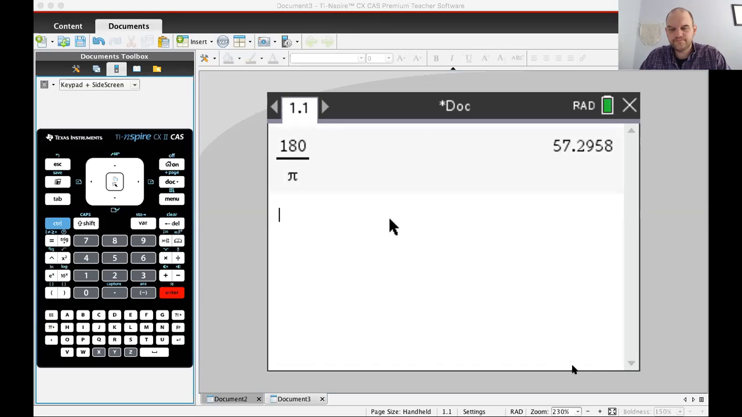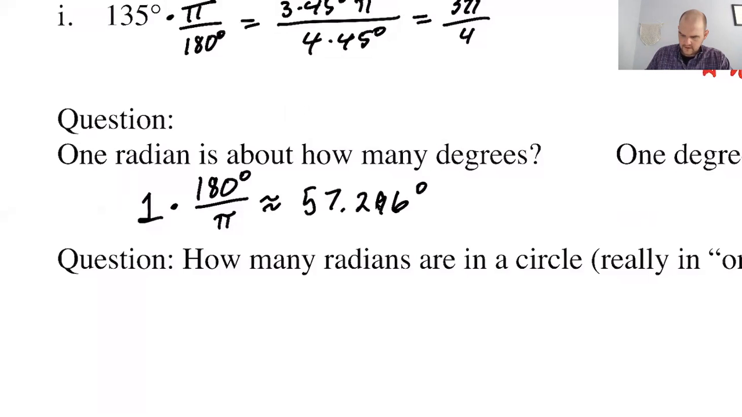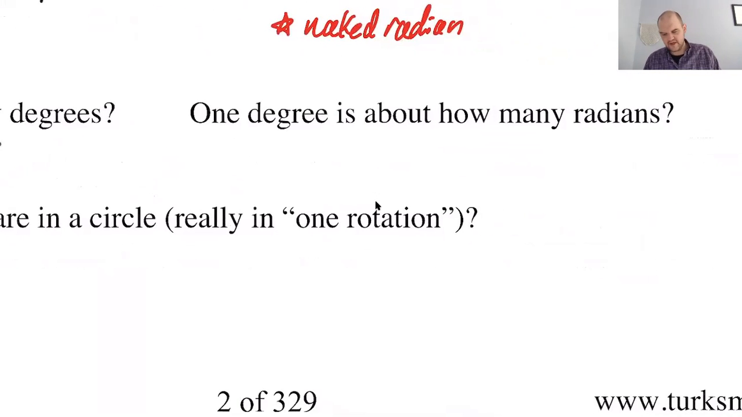So let's see what our next question is. Our next question is, 1 degree is about how many radians? So 1 degree times pi over 180 degrees is approximately.